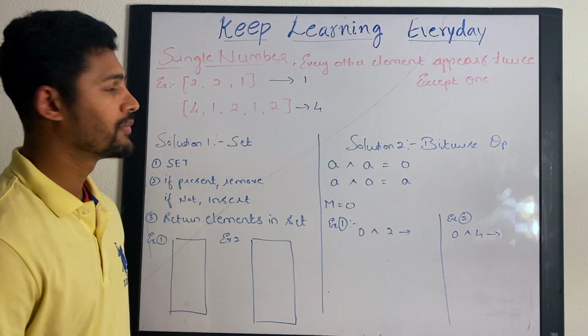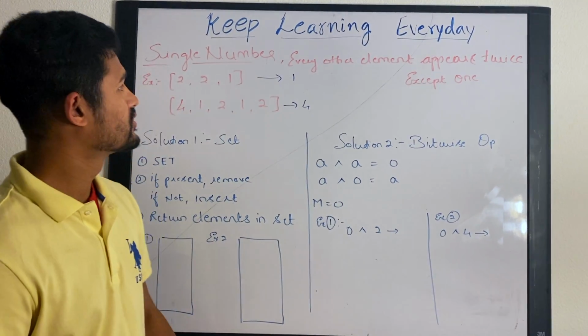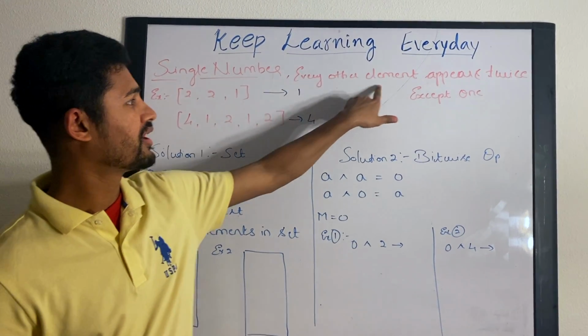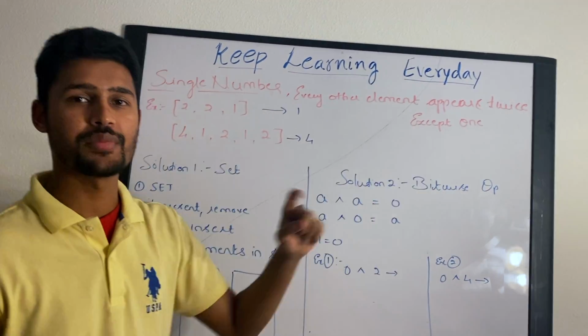Hi guys, today we'll be going over a problem by name single number. It's again an easy problem. So the problem statement is something like this. You'll be given an array in which every other element appears twice except one. So you need to find that one element which appears only once.